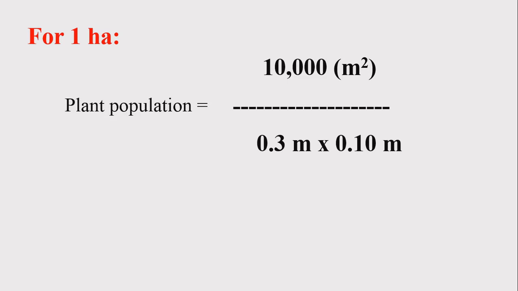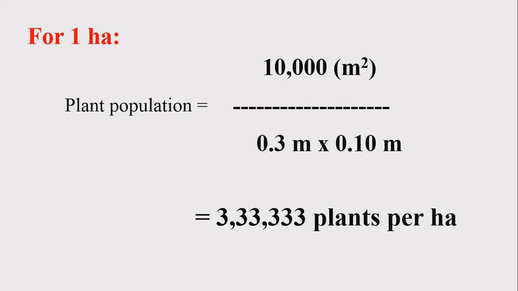Let's see the solution. For 1 hectare, the calculation is like this. Plant population is equal to the area 10,000 meter square divided by the spacing, which is given in centimeter, so we are converting it into meters, 0.3 meter into 0.1 meter, where the solution is 3,33,333 plants per hectare. This is the plant population for 1 hectare.